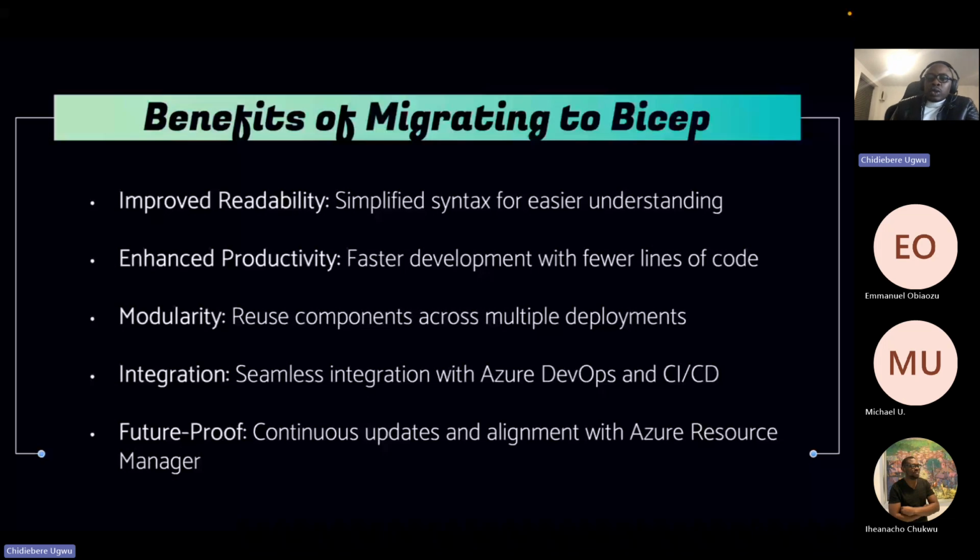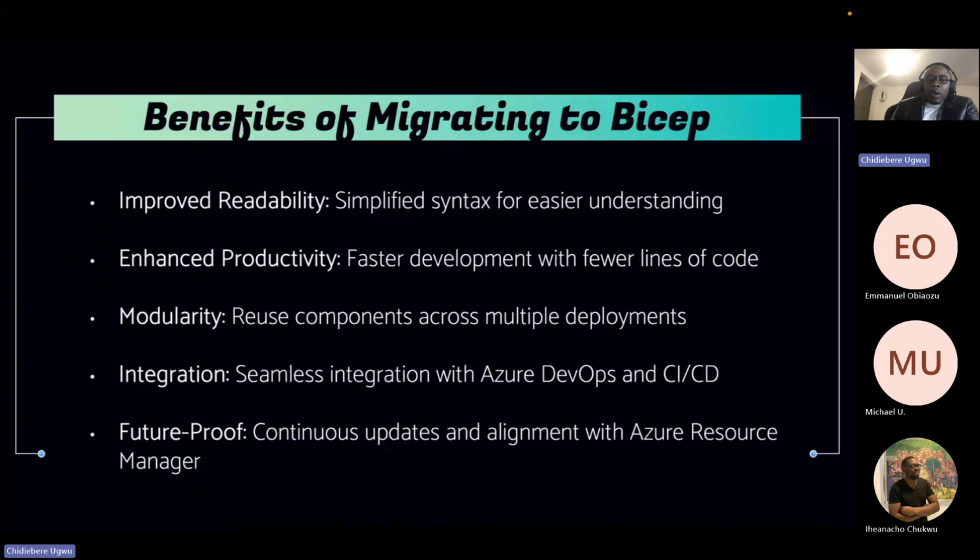Then enhanced productivity. This helps in fast development with fewer lines of code. You don't have to write a complex JSON script. Rather, you just have a simple module to deploy a particular resource, with a few required parameters, and the others will be automated. You also have the flexibility of modifying it to suit your environment, or scaling up or down depending on what you want. You can reuse the components across different deployments, environments, or Azure subscriptions, as the case may be, and integrate with Azure DevOps CI/CD pipelines, or even other CI/CD pipeline tools.